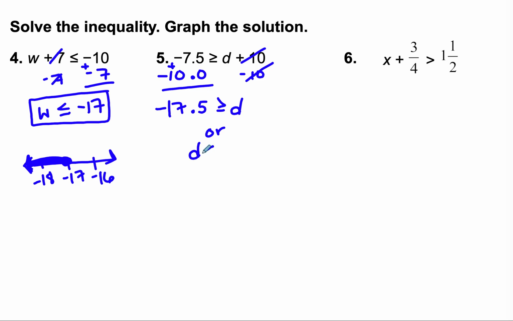Or if you want to flip-flop the whole thing, remember you'd have to flip-flop the sign as well. D is less than or equal to negative 17 and a half. Either one of those solutions is fine. They both mean the same thing. Make my decimal a little bigger there.